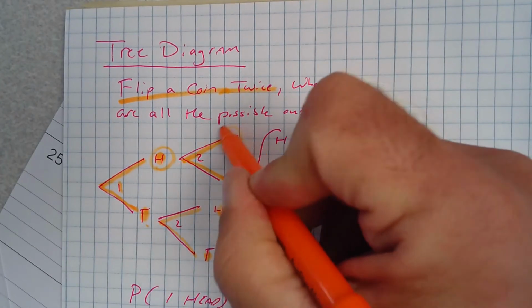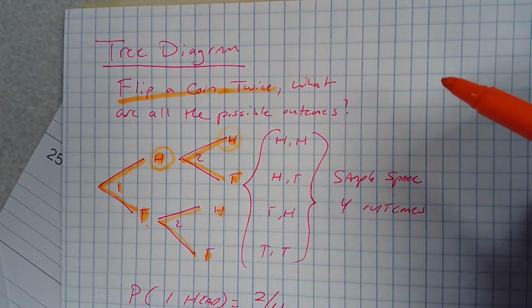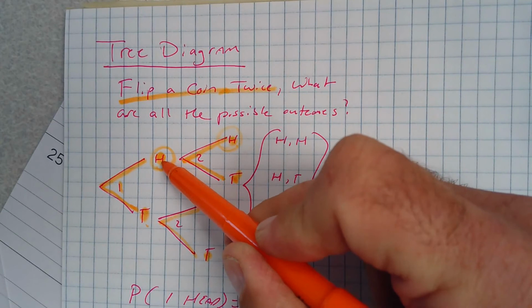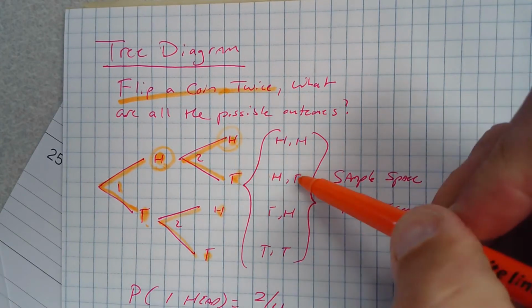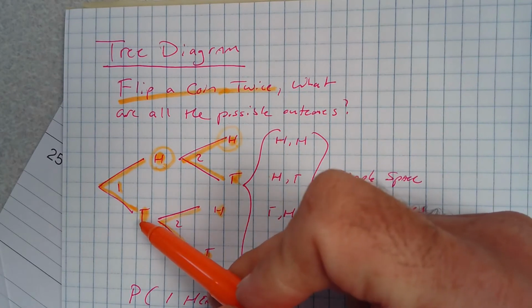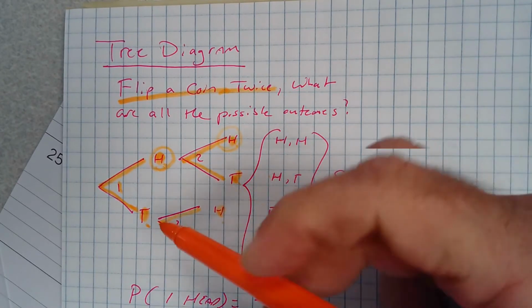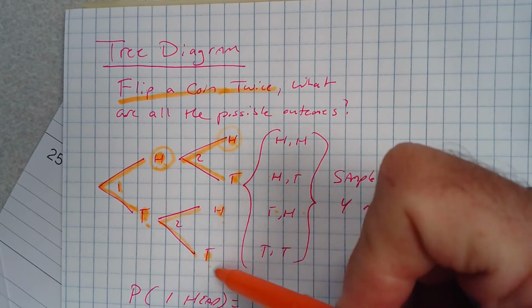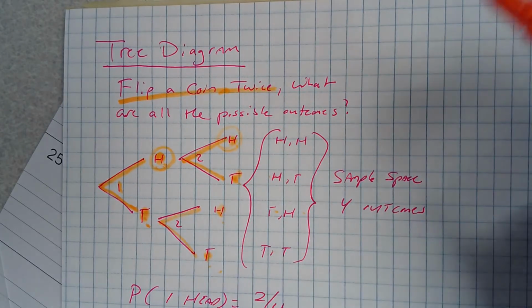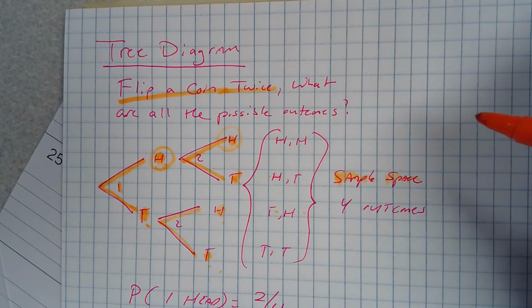You could have heads the first time, heads the second time. So that's our first sample space, heads, heads. You could have heads the first time and tails the second time. Heads, tails. You could have tails first, heads second, tails, heads. Or you could have 2 tails in a row, so tails, tails. So our answers are what our sample space is.